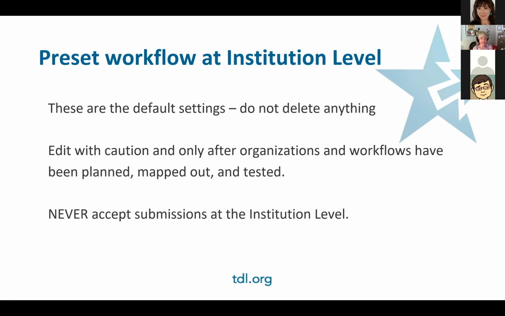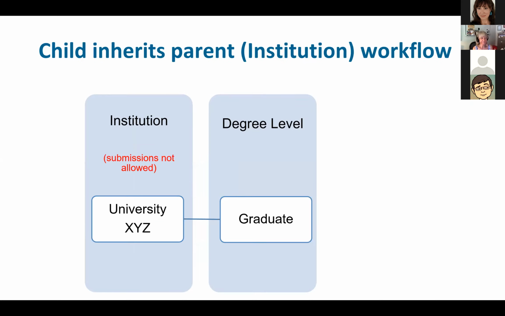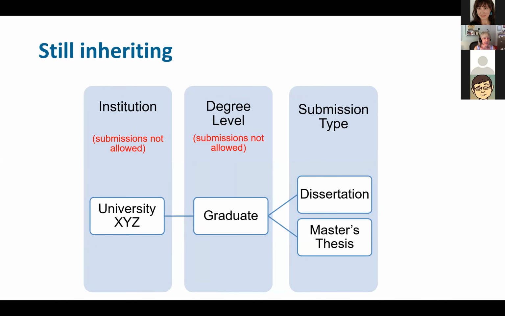Repeating again, never accept submissions at the institution level. So here we have a university. Submissions are not allowed at the university level. We have a degree level of graduate. Here we've got the university, the graduate school. Submissions are not allowed at the graduate school level. So when you get down to the submission type of dissertation or master's thesis, now submissions are allowed.